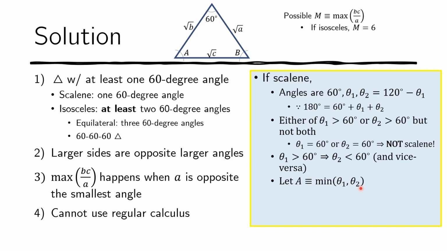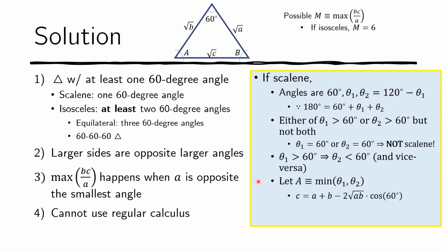And if that's the case, then the angle would not be the 60 degree angle. And therefore, the side opposite the 60 degree angle could only be square root of C or square root of B, but not square root of A, right? So in this case, let's just say that the side opposite the 60 degree angle is the side square root of C.